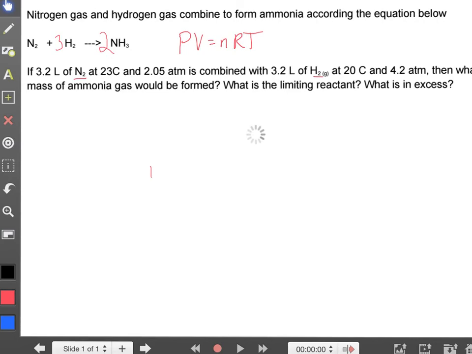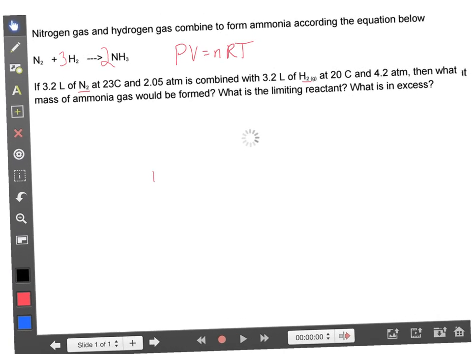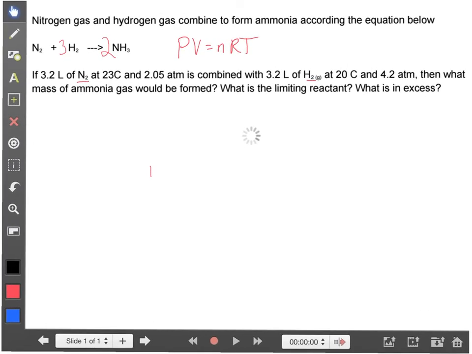Our end goal in starting to solve this is solving for the number of moles of each gas. So remember, if we go back up to our balanced equation, for every 1 nitrogen, we need 3 hydrogens to produce 2 NH3s.